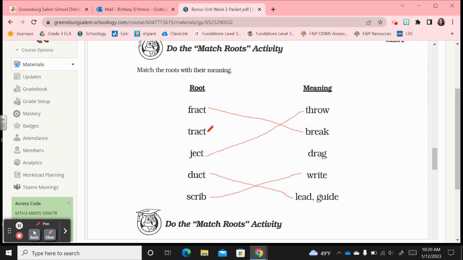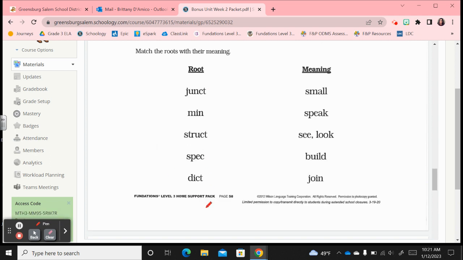When a farmer uses a tractor, it drags blades on the ground to cut the grass. So that's how I remember tract is to drag. Very good. Okay, and we're going to do a similar thing down here at the bottom half with matching the roots with their meanings. We had junct on the other page, the first page. Remember, at a junction, roads are joined together. So junct means join.